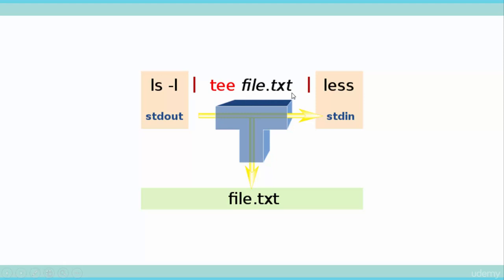That could be any file name that you want. And what happens is the data does pass all the way through from the standard output of one command to the standard input of the other, but it also falls down. You can imagine it falling down from your command line into a file called file.txt, or whatever file name you gave the T command. So that's how the T command works in theory. This is how this graphic works. Let's go ahead and see it work in practice.